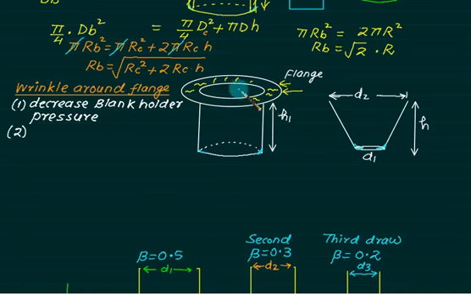Because of this, compressive stress is produced. So it will be like this, buckling. We call it a buckle. This portion will become wavy like this. That is, it gets buckled due to circumferential compressive stress.